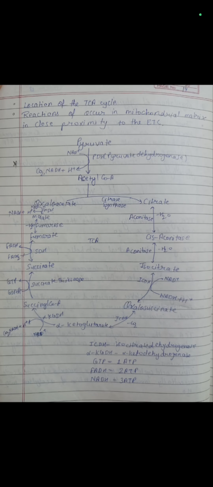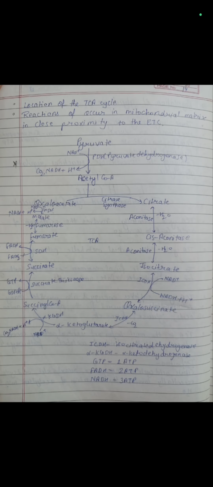The reaction occurs in the mitochondrial matrix in close proximity to the electron transport chain. And here we can see the TCA cycle. In the TCA cycle, pyruvate is first of all converted into acetyl CoA in presence of pyruvate dehydrogenase enzyme, and from NAD plus we get carbon dioxide, NADH and H plus. Then acetyl CoA combines with oxaloacetate in presence of citrate synthase enzyme. It is converted into citrate.